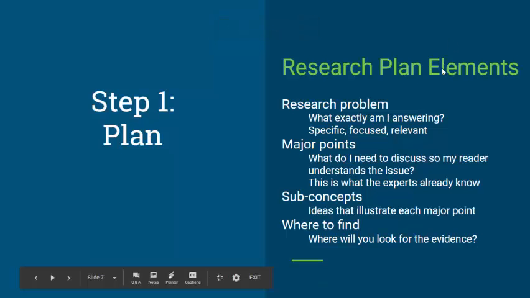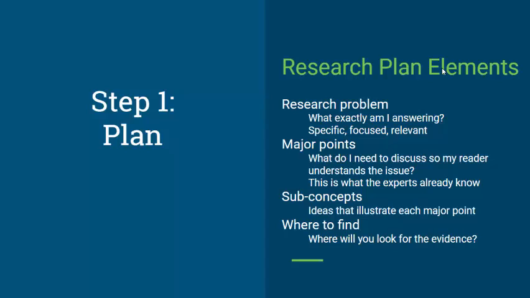Okay, so in the research plan, you're going to first identify for yourself very specifically what exactly is the research problem. What question am I answering here? And you want to work hard on your research problem to make sure that it's very specific and very focused and is actually relevant to your field. A big problem with people's initial research problems is they're very broad, they're vague, they're identifying problems that you cannot possibly answer in the space of one semester.